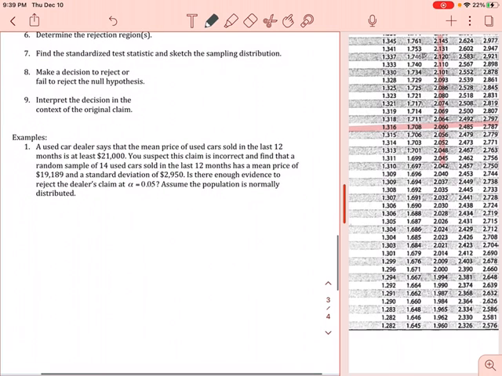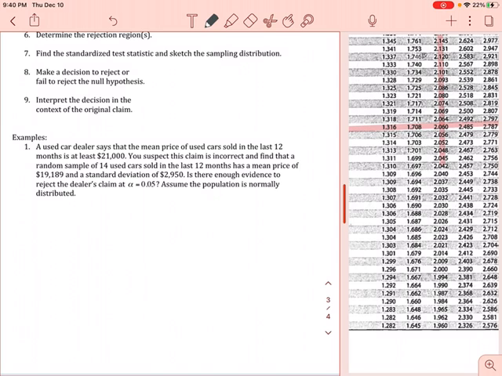All right, so let's try this problem. A used car dealer says that the mean price of used cars sold in the last 12 months is $21,000. You suspect this claim is incorrect, and find a random sample of 14 used cars sold in the last 12 months have a mean price of $19,189 and a sample standard deviation of 2,950. Is there enough evidence to reject the claim at alpha equal to 0.05? And we're going to assume the population is normally distributed.